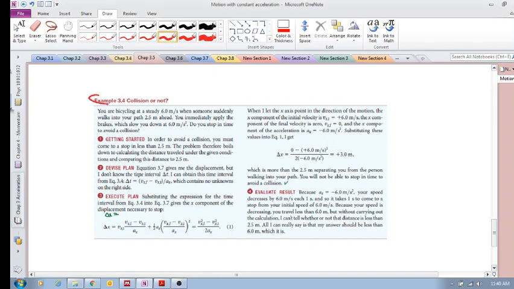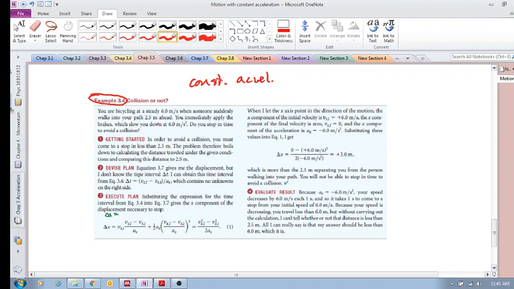If we look at example 3.4, we will see how to apply these constant acceleration equations. So, for example, it says here, you are bicycling at a steady 6 meters per second. When someone suddenly walks into your path 2.5 meters ahead, you immediately apply the brakes, which slow you down at 6 meters per second squared. Do you stop in time to avoid the collision?